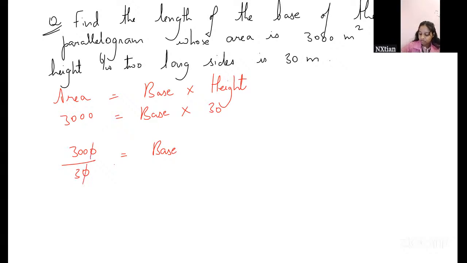Cancel: 3 ones are 1 and 0, 0. Base is equal to 100 meter. Why? Because in the question it has meter. Also, don't make this mistake: the question is in meter and you write the answer in centimeter. If all the measurements in the question are in meter, we write the answer in meter. If we have the measurements in centimeter, write the answer in centimeter.